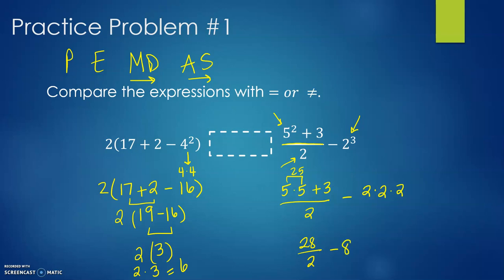So to finish this out, 28, remember this means divided by, 28 divided by 2 is 14. And 14 minus 8 is going to give us 6. So both sides equal 6. That means I put an equal sign here. Okay.